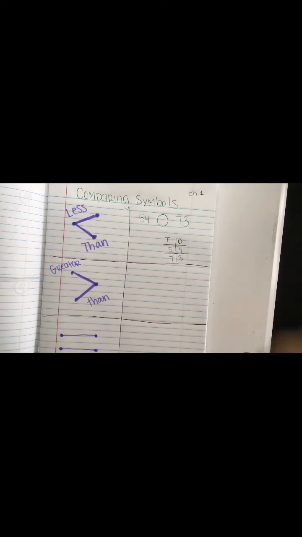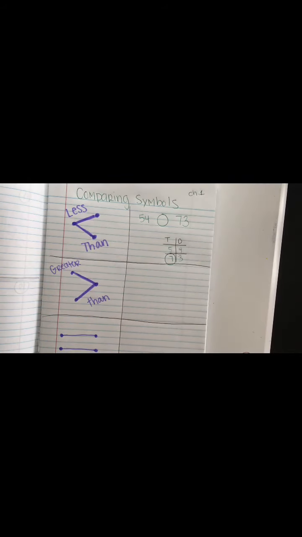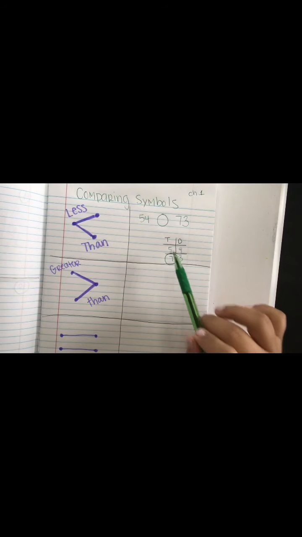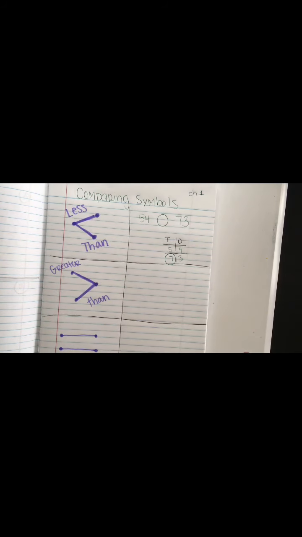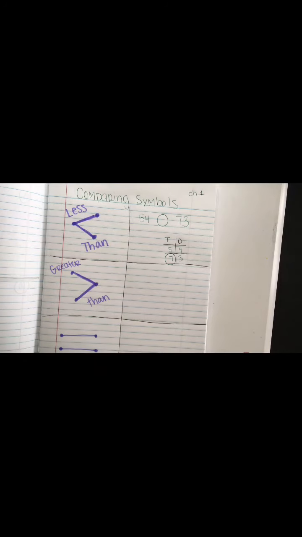Now, when the number is greater, I always circle it. That lets me know that I've already checked that place value and this 73 is greater than 54. Now, when using that symbol, you're probably thinking, Ms. Medina, but we're doing less than. Yes, we're doing less than. This is what's going to help us when we read our number sentence.